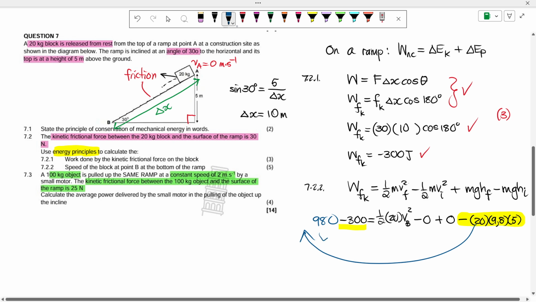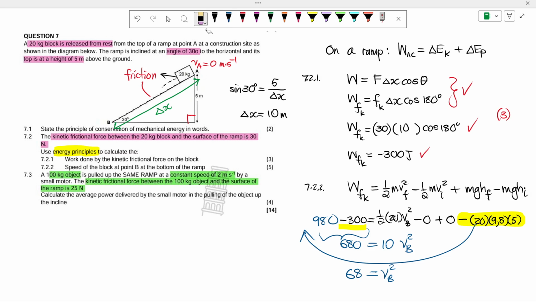We get 680 is equal to half of 20 is just 10 v squared, and if I divide by 10 I get 68 equals v squared. Then what is the square root of 68? Help me out, guys. Oh, sorry, 8.25. I was muted. Sorry. 8.25. Yes. Okay, 8.25.